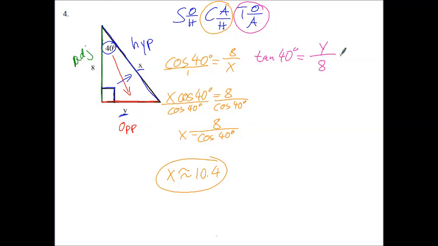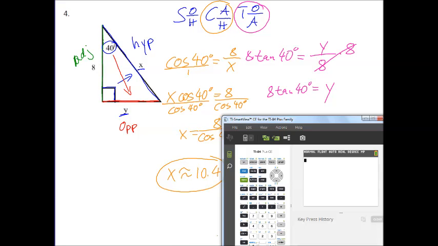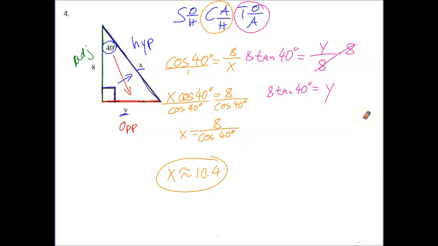And now y is in the numerator. That means all we do is multiply both sides by 8. So it cancels out. 8 times the tangent of 40 degrees is equal to y. And what does the calculator have to say to that? 8 times the tangent of 40 degrees. Enter. 6.712 and so on. In other words, y is approximately 6.7.